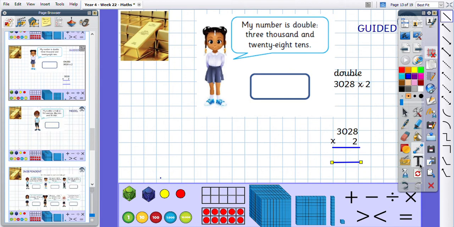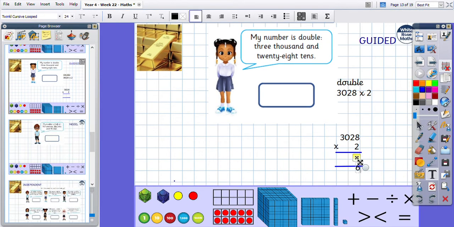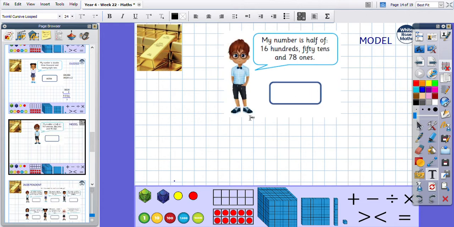So 8 times 2 is 16, so 6 down, carry the 1. 2 times 2 is 4, add the 1 is 5. 0 times 2 is 0, and 3 times 2 is 6. You, of course, would put a number in each square when you are working things out on your squared paper. Okay then, let's try another one.